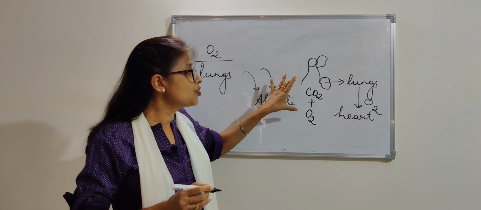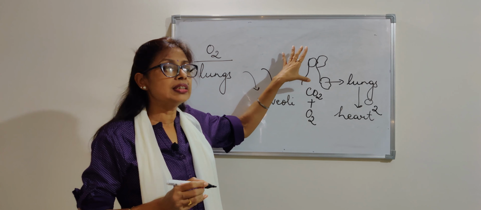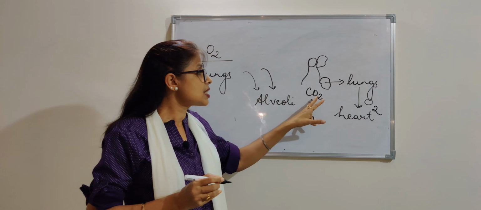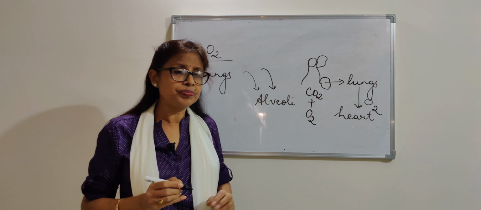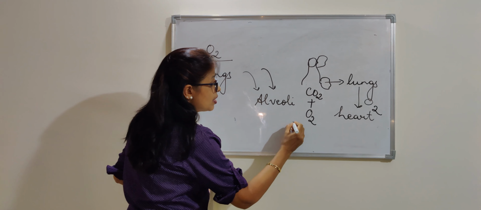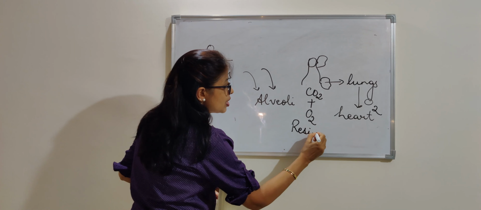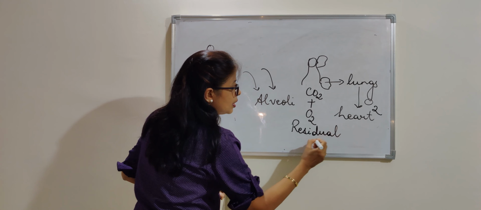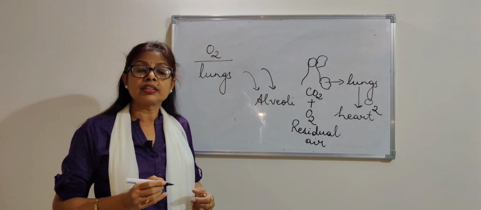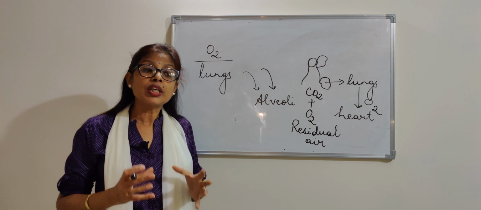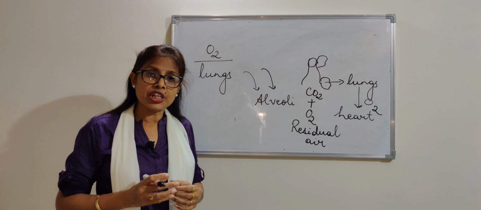So the lot which remains in the lungs every time is some amount of carbon dioxide with a little oxygen. This air is called residual air. This residual air is there in the lungs to protect them and to keep the lungs in proper shape.